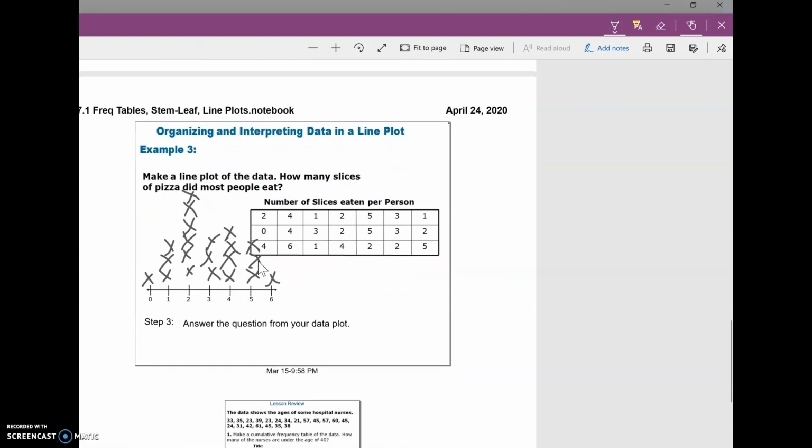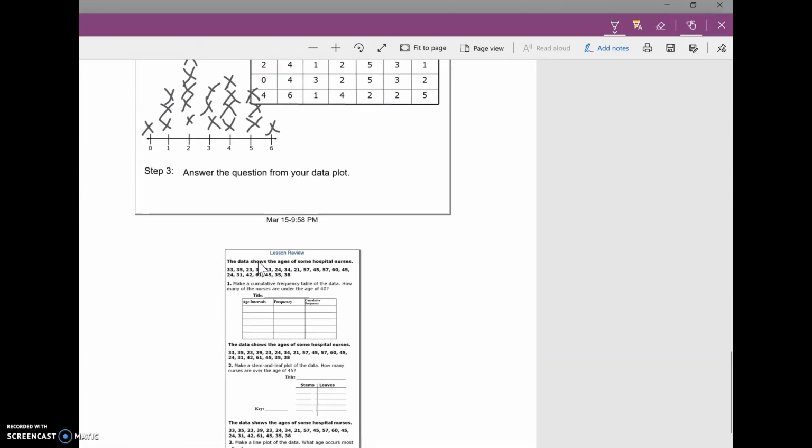Alright, so that's a line plot. And then we'll skip the lesson quiz. So that is it for making those 3 types of ways to display data.